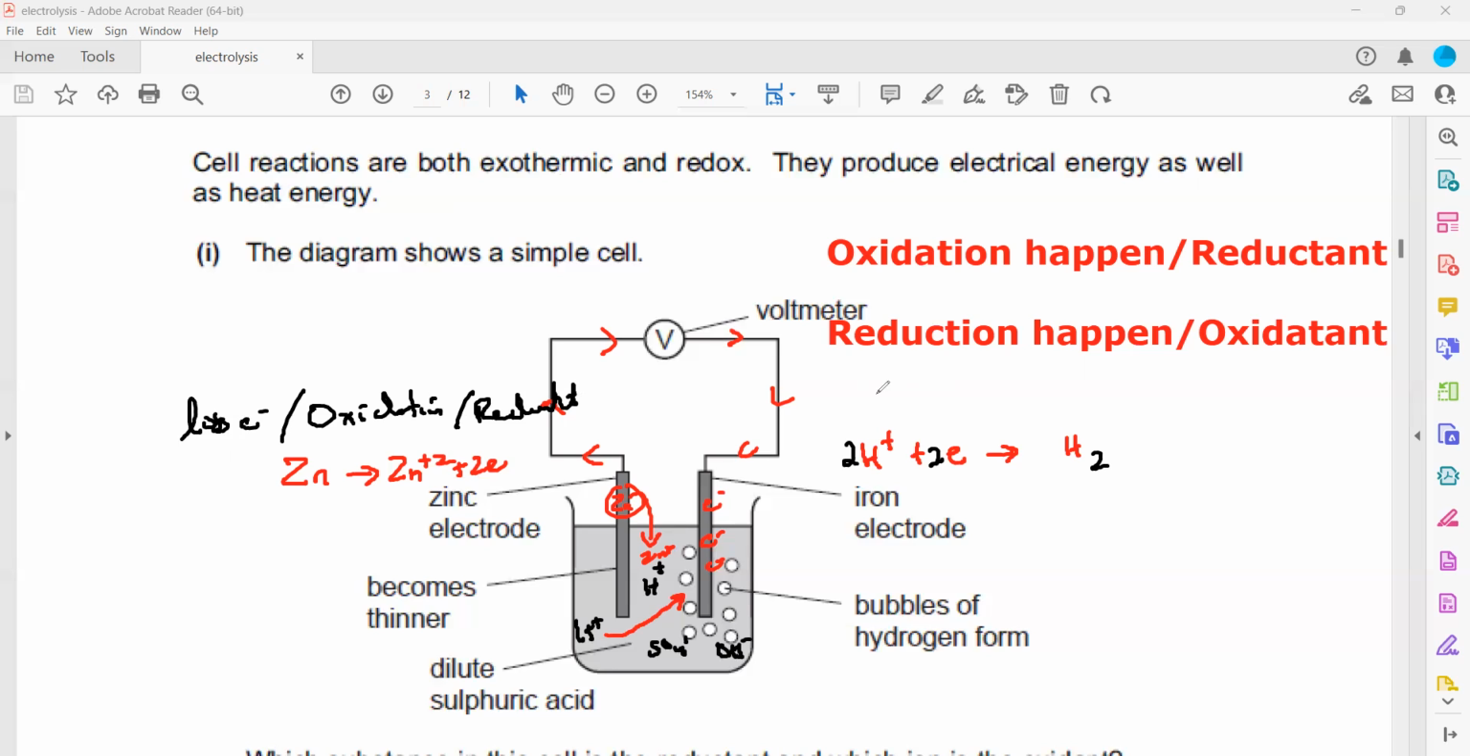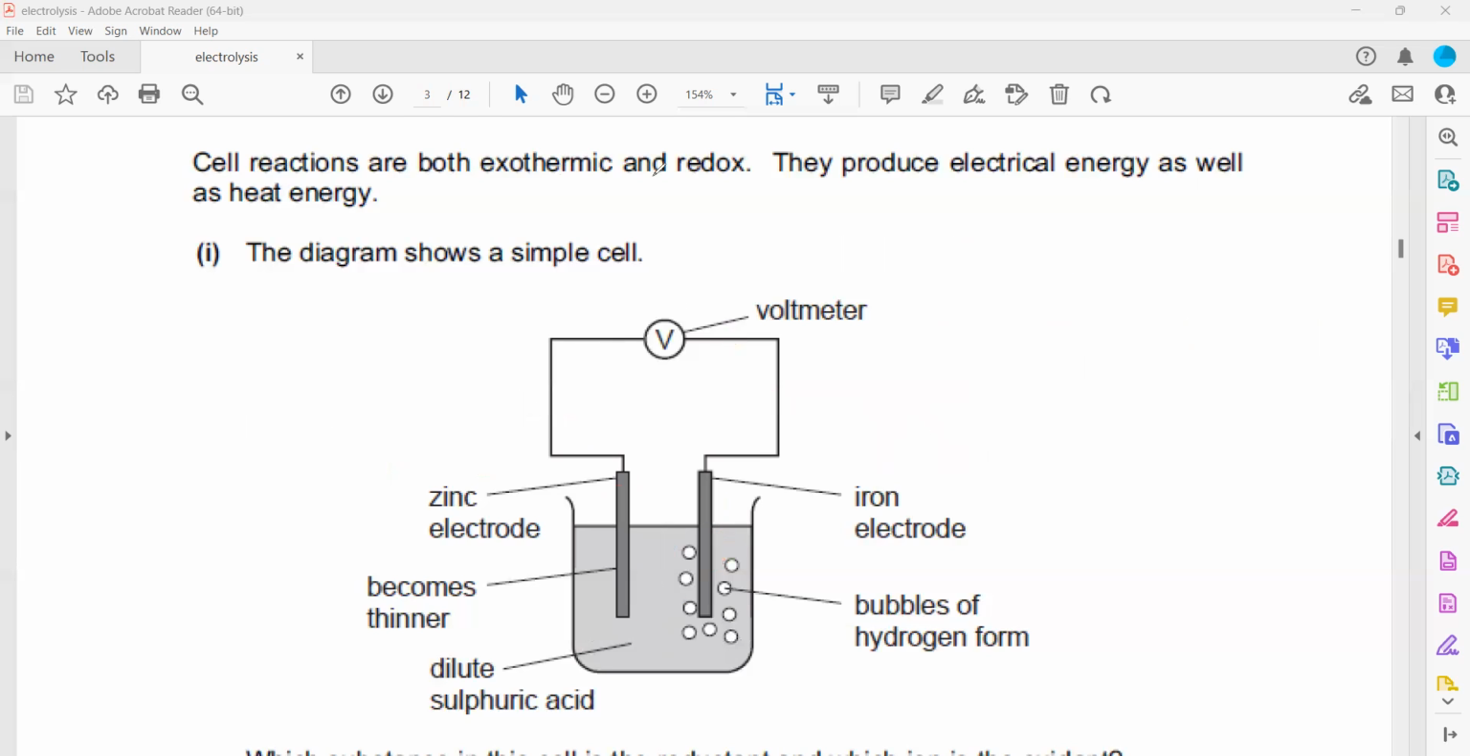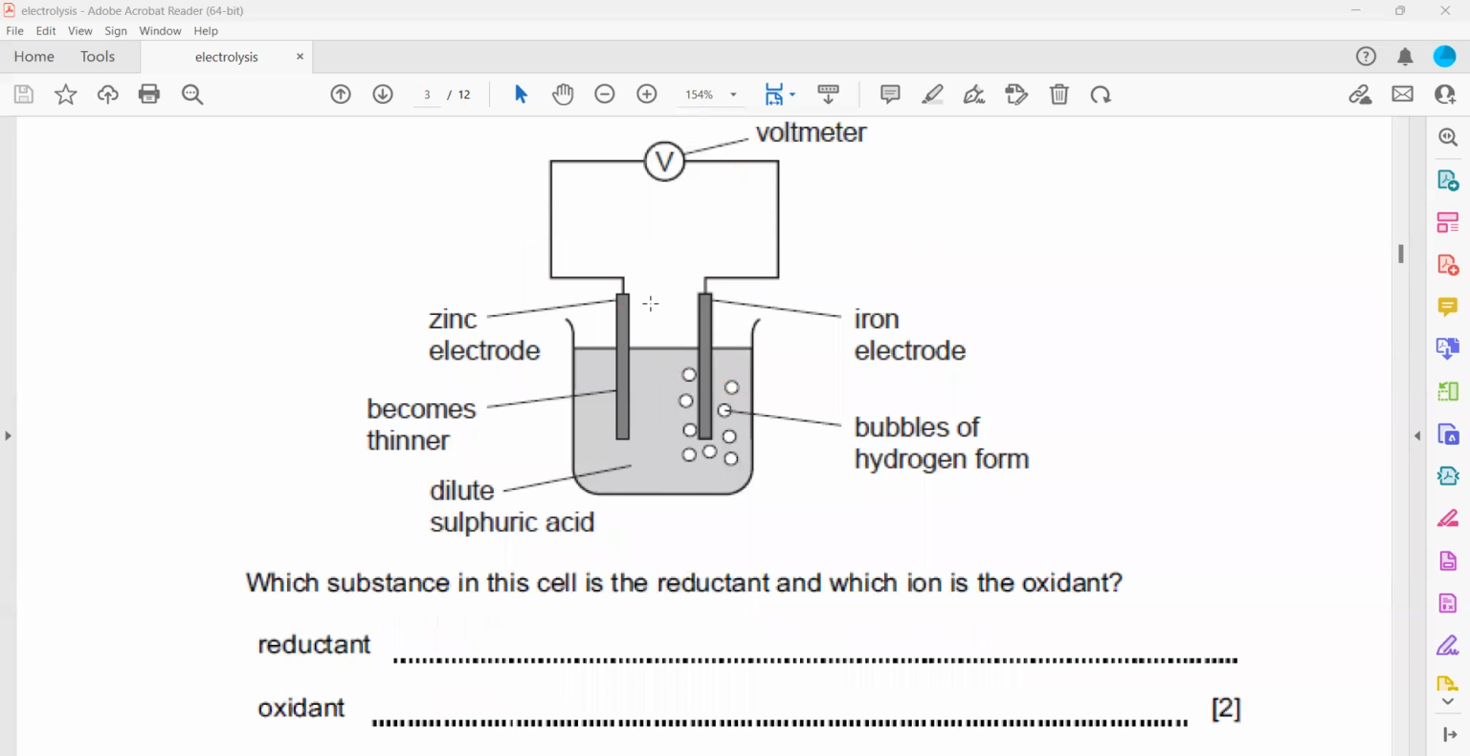And same thing for hydrogen ions, which take electrons and turn into hydrogen gas. So they gain electron. When a substance gains electron, what do we call this change? We call that a reduction. The change is called reduction. And the substance in which reduction happens is known as oxidant. So that is the first part of the question. In the first part, they ask which substance in the cell is reductant and which ion is oxidant.